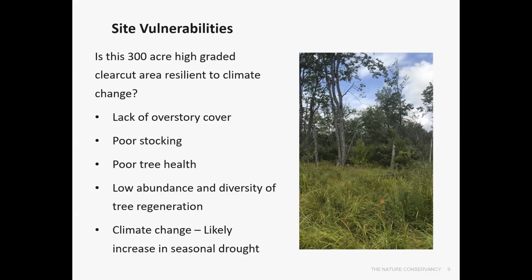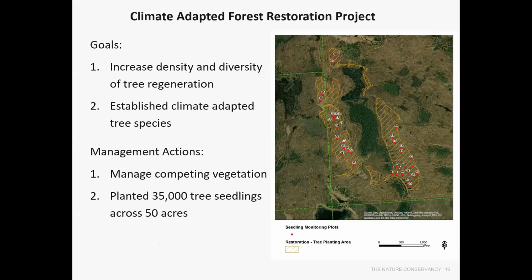The project team also identified the fact that climate change was likely to affect the site through an increase in seasonal drought. So to address these challenges, they came up with two primary project goals: to increase the density and diversity of tree regeneration and to establish climate-adapted tree species at the site as well. This was done through two management actions. The first was to manage competing vegetation, and then also to plant 35,000 bare root tree seedlings across 50 acres. You can see the project area highlighted in orange on the map to the right, and then in red are the 30 monitoring plots that I'm going to be talking about in regards to the success of the project.